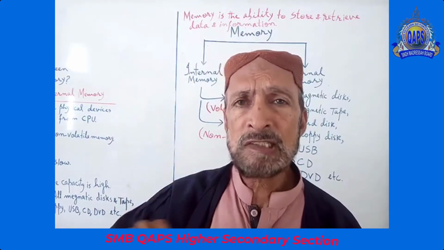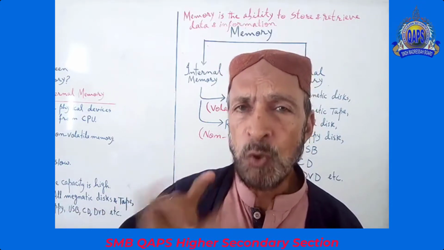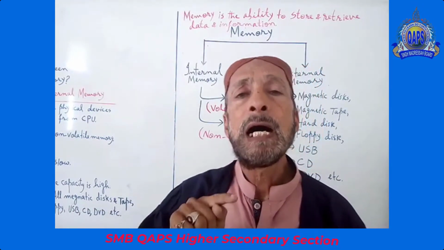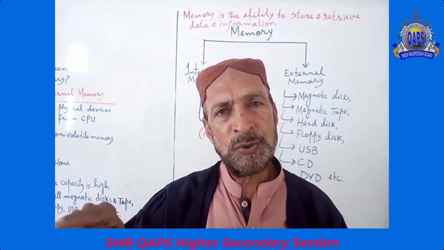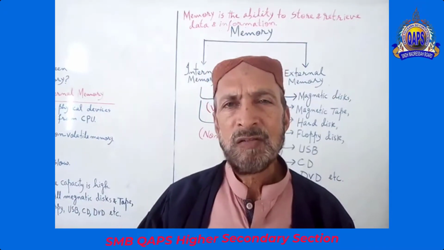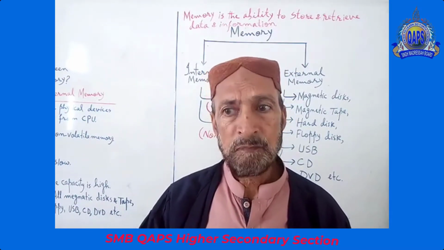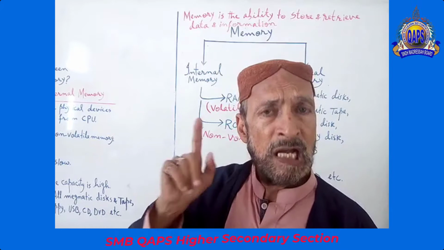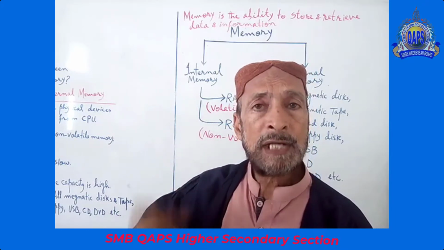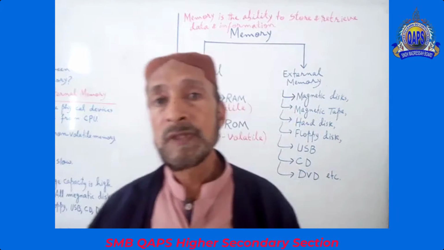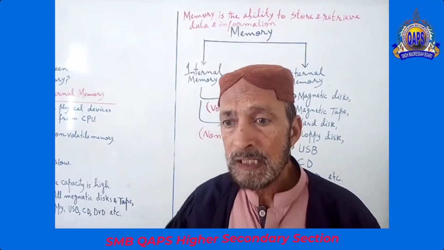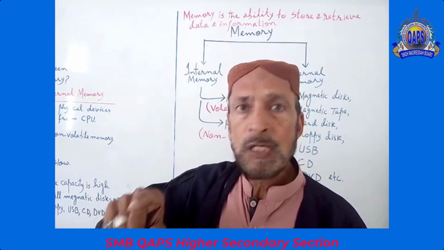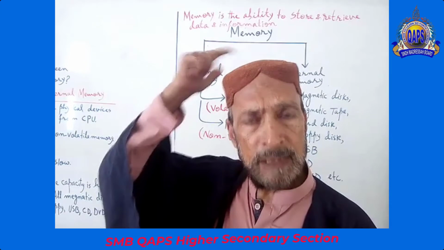When he or she was 2 or 3 days old, the parents gave a name to the child. For example, the name is Aslam. This child is listening to this name, Aslam, again and again. Then what will happen? This name Aslam will be stored in his brain.